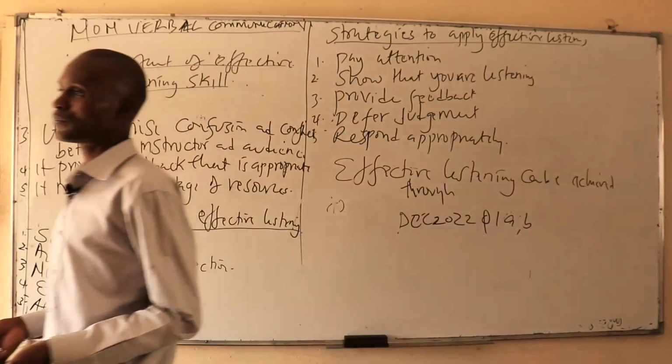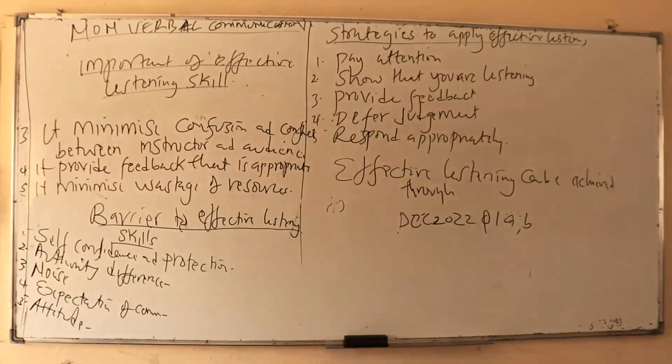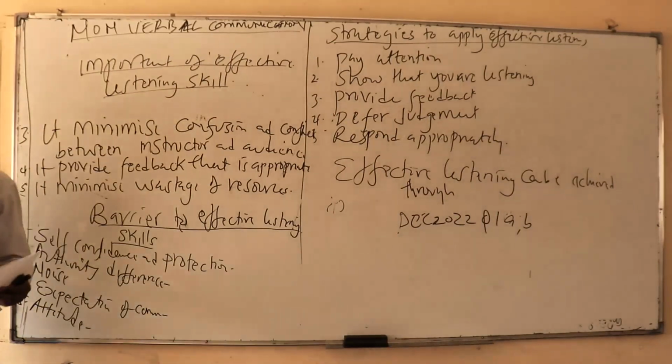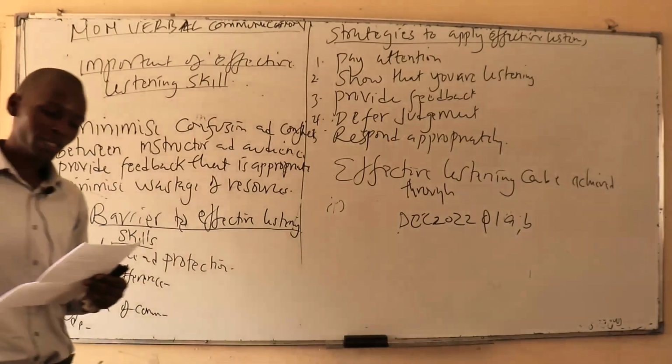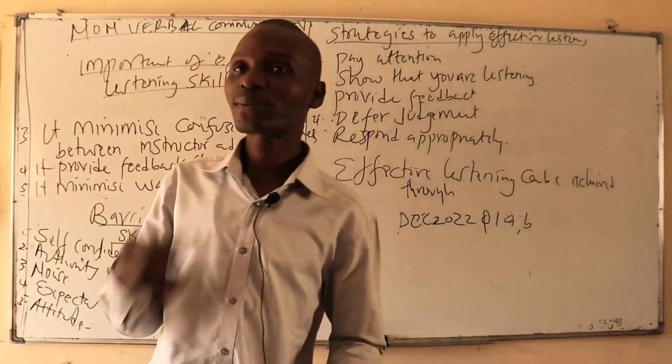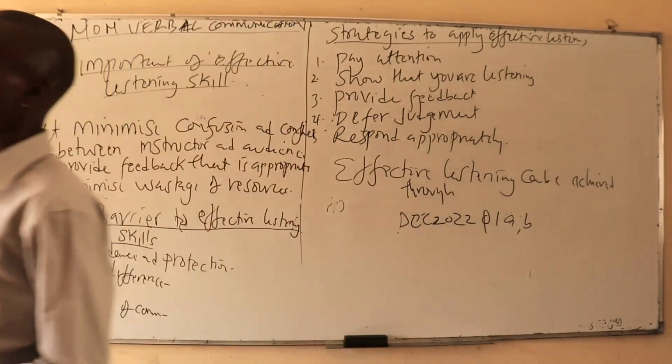Another one? Eye contact. So now say it as a characteristic. Tell me eye contact as a point, as a characteristic. So that was 4 marks. Then explain the benefits of effective listening.